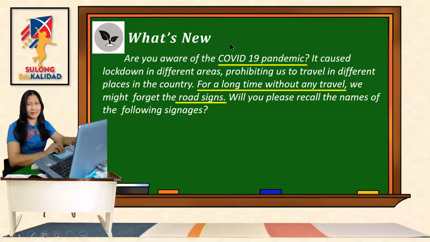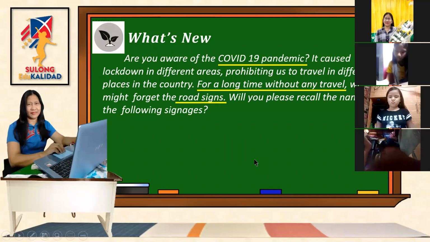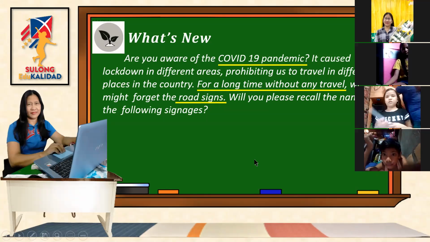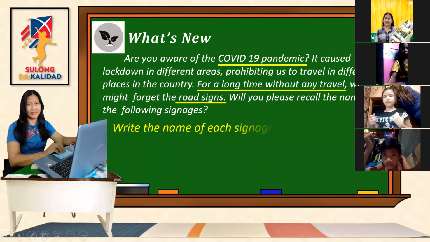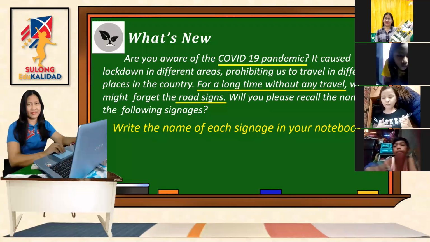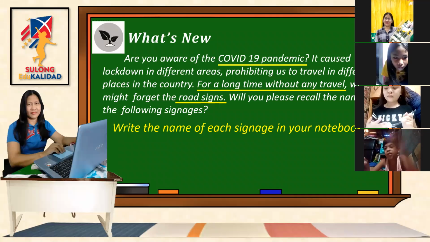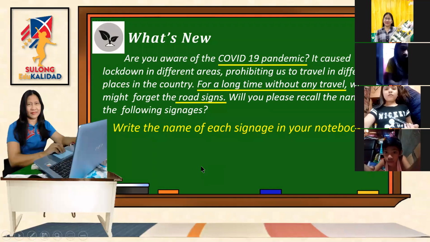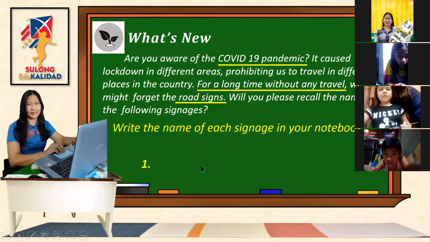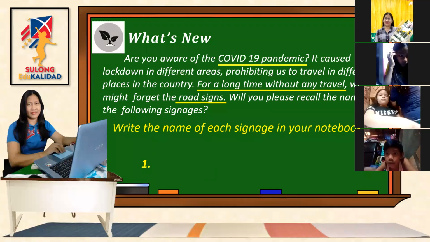Okay, get your notebook and ball pen again. I will show some pictures that you can see on the road. You call it road signs. Let me know if you can identify the signages that I am going to show on the screen. Are you ready? Ball pens up. Number 1. You name the picture, okay?